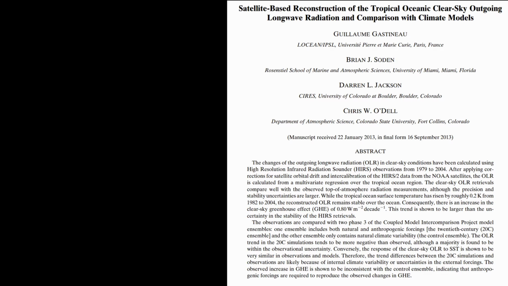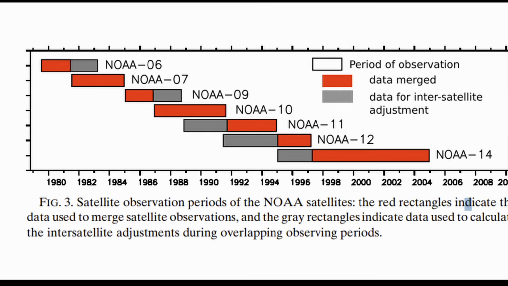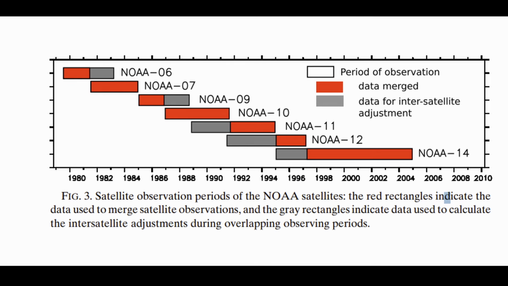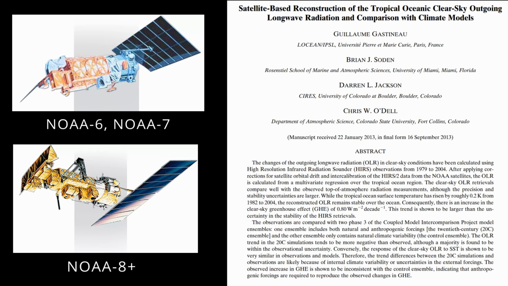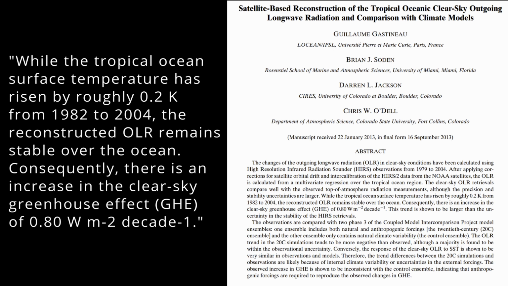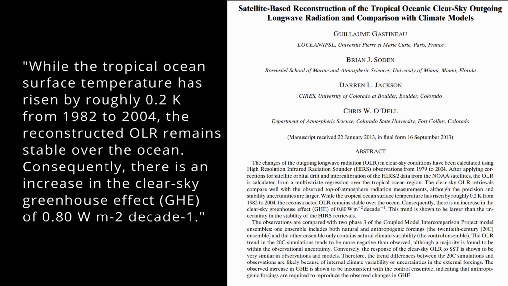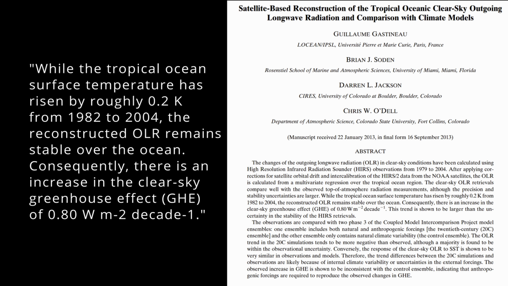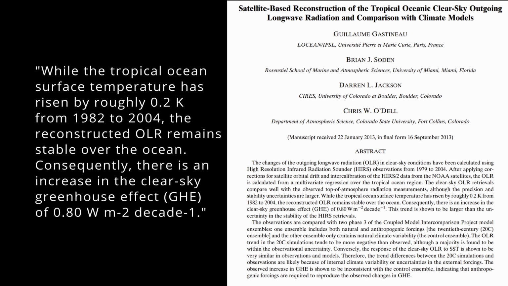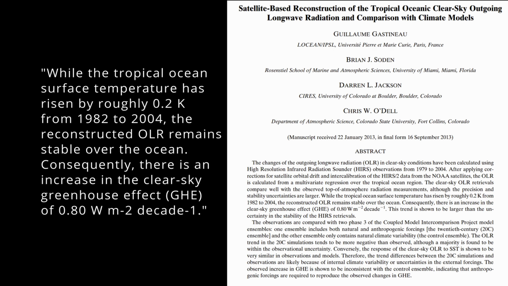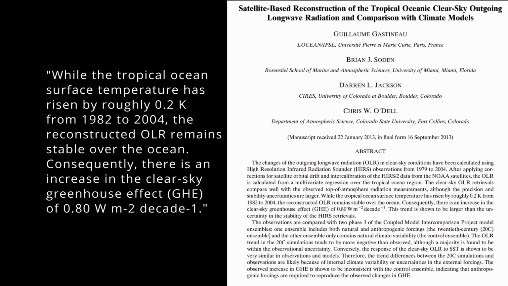A year after that, another study, Gastineau et al. 2014. This used a string of NOAA satellites, NOAA 6 through NOAA 14, which all had on board the same instrument called HIRS. And this study is the longest continuous satellite record of 25 years. And they found while the tropical ocean surface temperature has risen by 0.2 K from 1982 to 2004, the reconstructed outgoing longwave radiation remains stable over the ocean. Consequently, there is an increase in the clear sky greenhouse effect of 0.8 watts per meter squared per decade.